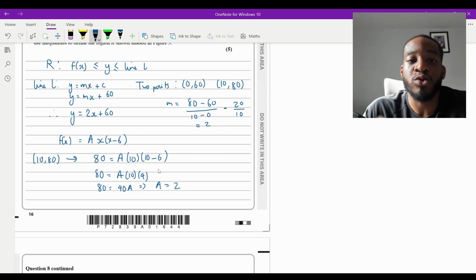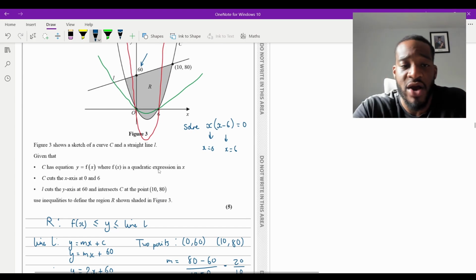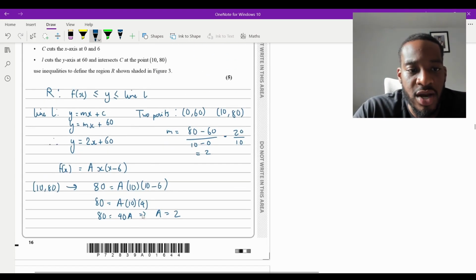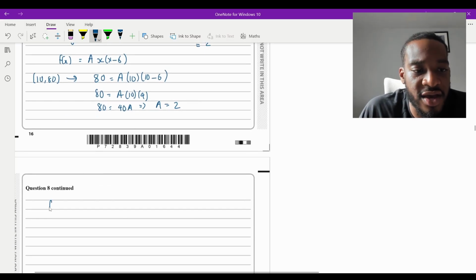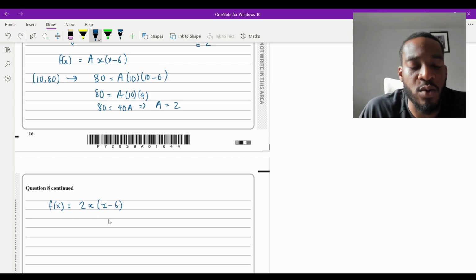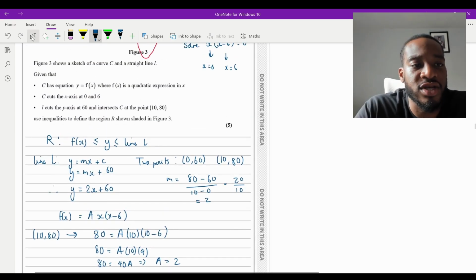So we now know the multiplier. We now know that it's just stretched vertically by a scale factor of 2, right? So that means our function for the quadratic, I'll just finish it off here. f of x will equal 2 and then x minus 6. That will be our quadratic. Now we've got the quadratic, we've got the line L, we can just finish this question off by writing the inequality.